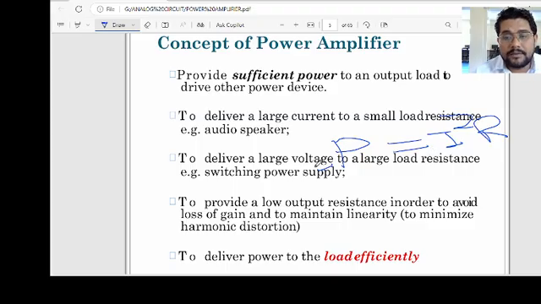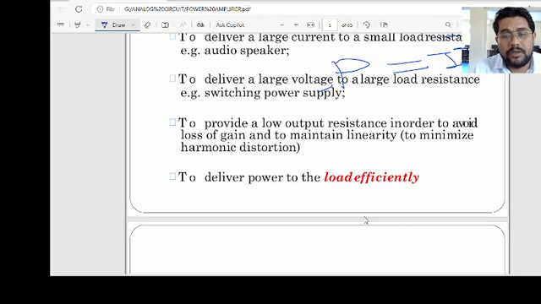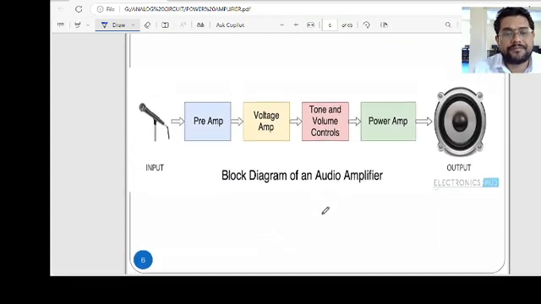To deliver large power to a large load, the supply must provide a low output resistance, in order to avoid loss of gain and maintain linearity to minimize harmonic distortion, so that power is delivered to the load efficiently.